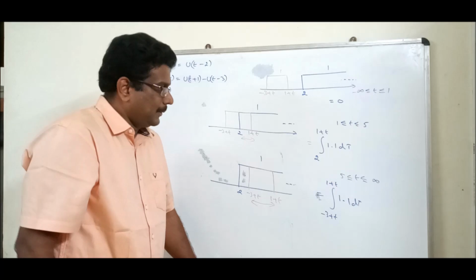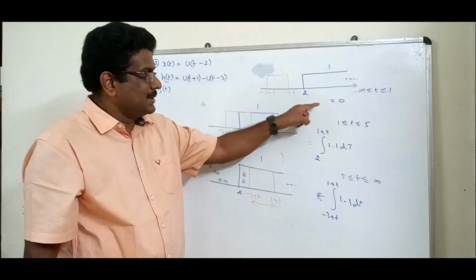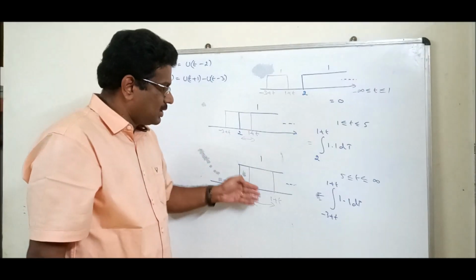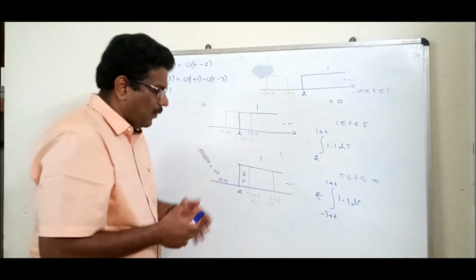In this place, amplitude is not overlapping, 0. Increasing type of amplitude, constant amplitude. If you keep on moving further, the same result will be there. What is the next one?